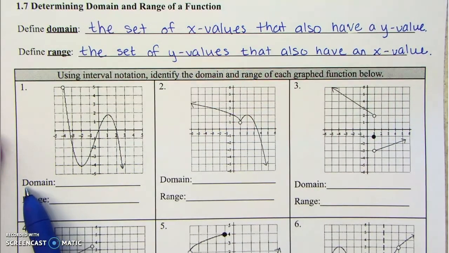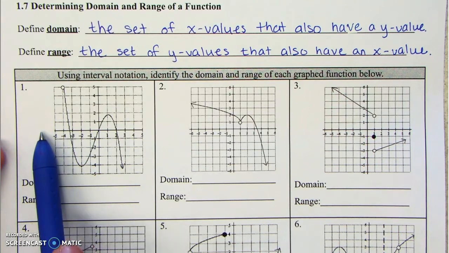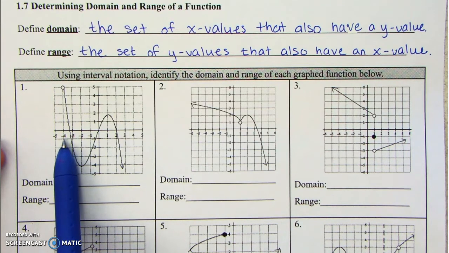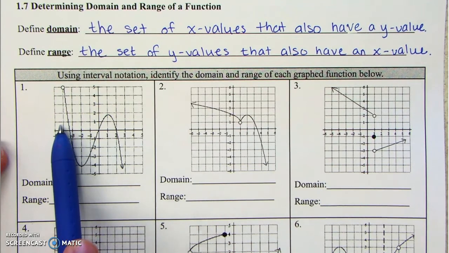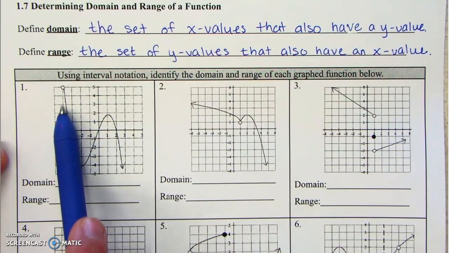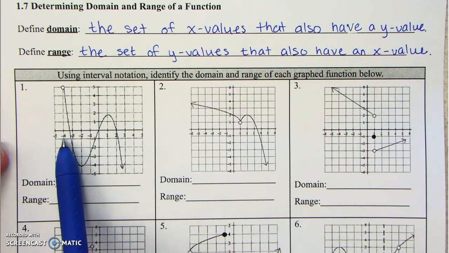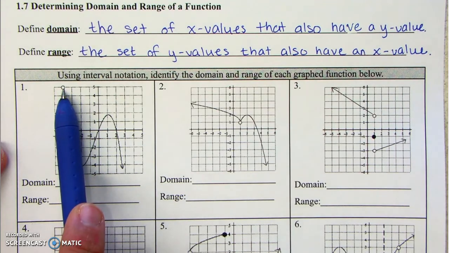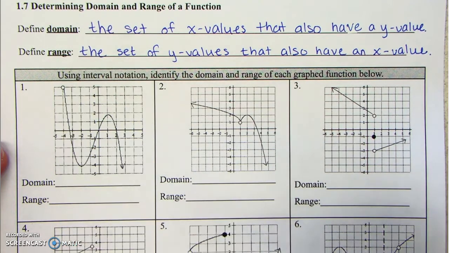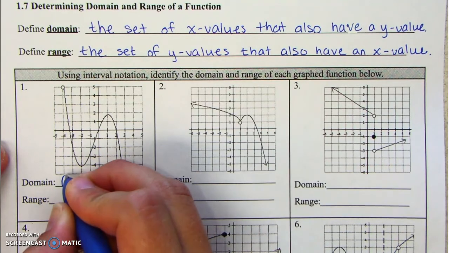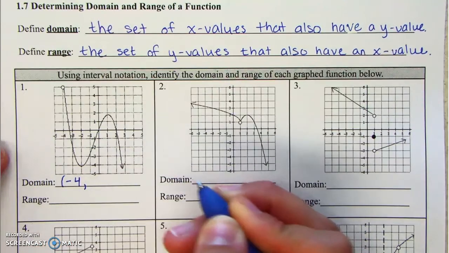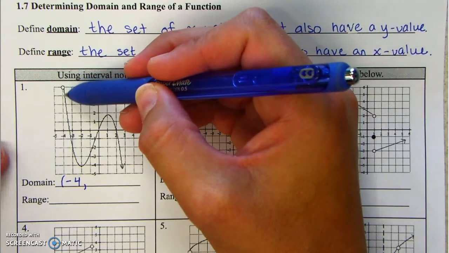So domain's going to be the x's. So you think, where is the smallest x value that has a point? Okay, there's no graph here. So the graph begins when x is -4. But is there a point or a hole? It's an open circle. So the -4 is not going to be included. So we're going to have a parenthesis for -4 and then follow the graph.